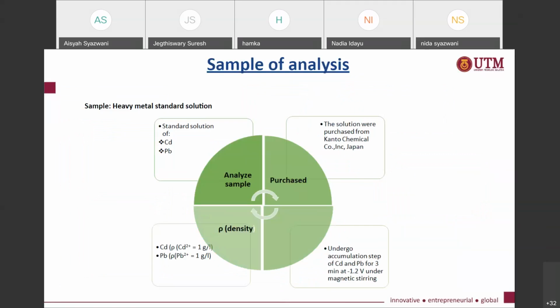The sample of analysis used in this article is heavy metal standard solution. The standard solutions used are cadmium and lead, purchased from Chemical Corporation, one of the chemical companies based in Tokyo, Japan. The concentration of the cadmium and lead is both 1 gram per liter. And the solution undergoes an accumulation step for 3 minutes at negative 1.2 volt under magnetic stirring.